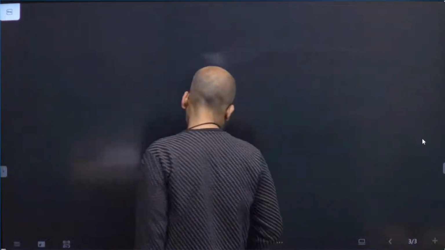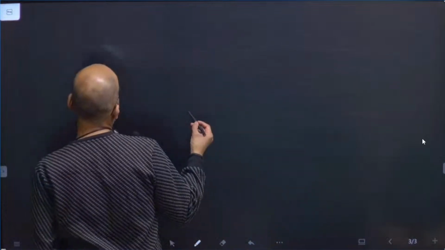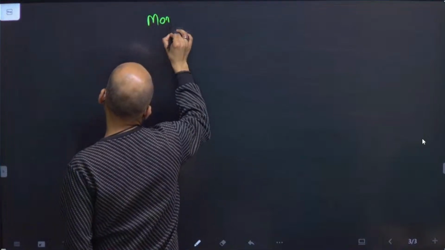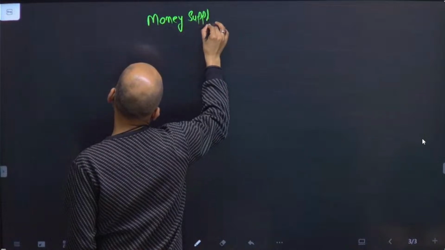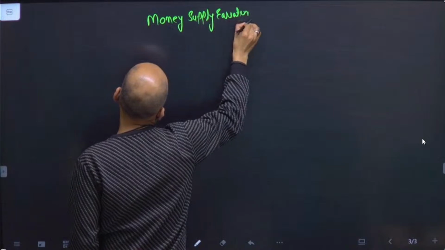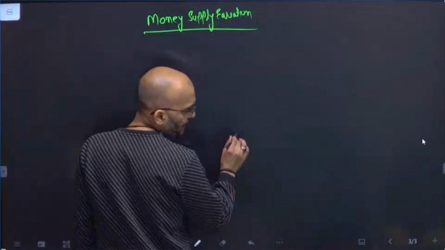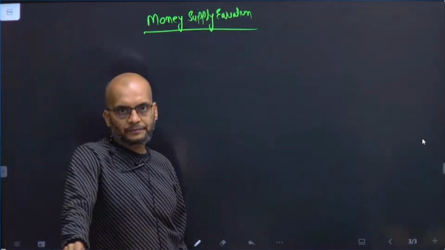Next is guys, pay attention. Now let's talk about money supply equation. We have already done it, but I want to expound it a bit more. So what is money supply equation? Yes, guys, what is money supply equation?